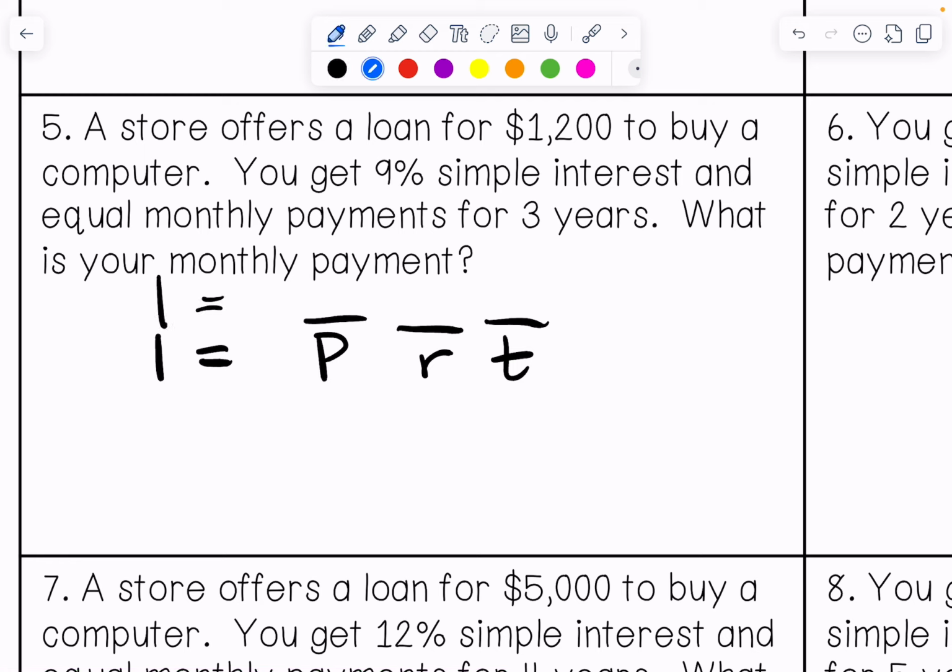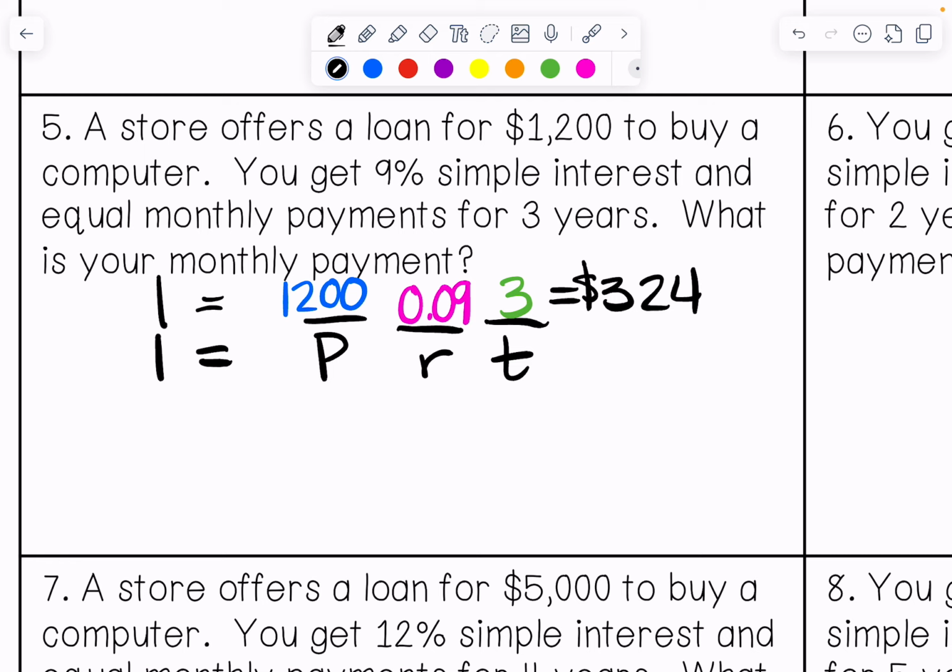So I have my principal amount is $1,200. The rate is 9% as a decimal, so 0.09. And this is a 3-year loan. And so when I multiply those, I'm going to get 324. So what that tells me is that my interest, the extra money, because this is a loan, the extra money that I'm going to have to pay back is $324.